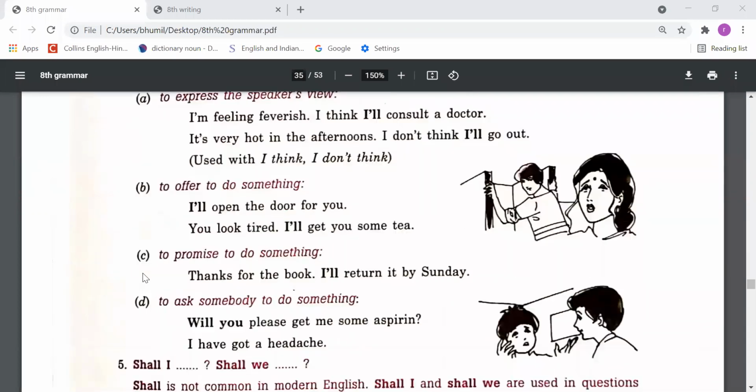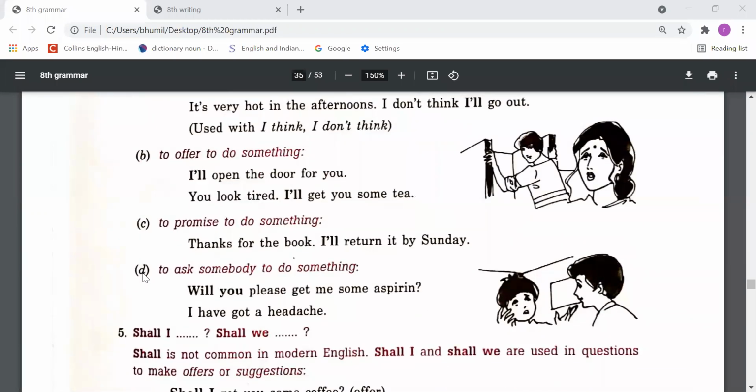Point number B, to offer to do something. I'll open the door for you. You look tired. I'll get you some tea. So here also, when we offer help, offer to do something, in that case also we can use I plus will or I plus shall. I shall help you. I shall make tea for you. You can say like that.